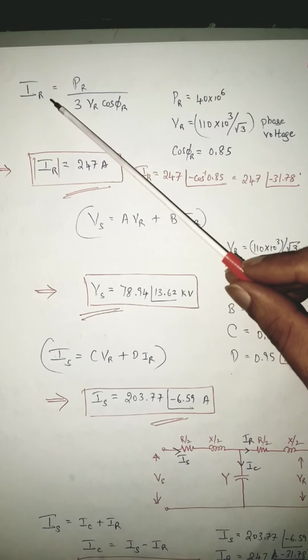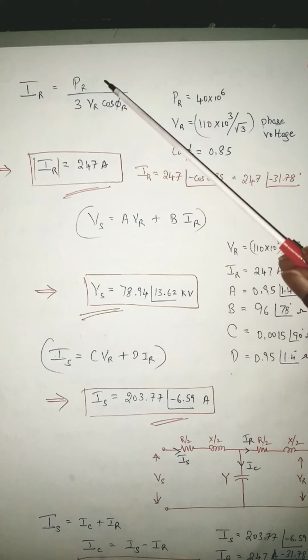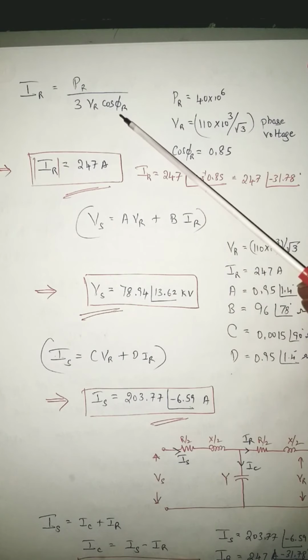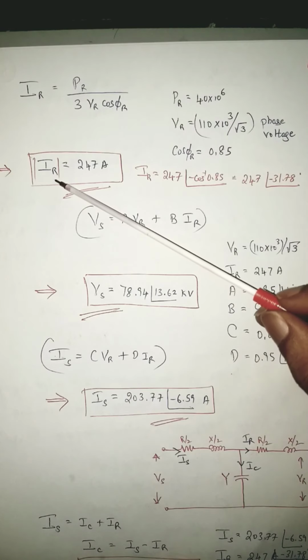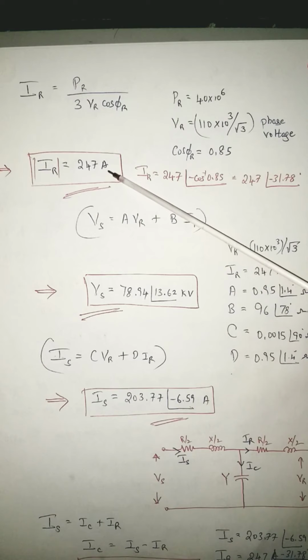First, let us calculate IR, which is given by PR by 3 times VR cos phi r. In the problem, PR is given as 40 into 10 power 6 and line voltage is given. We are trying to convert it into phase voltage, 110 into 10 cube divided by root 3. Cos phi r is given as 0.85. So if you substitute them in this expression, you will be getting current magnitude as 247 amperes.